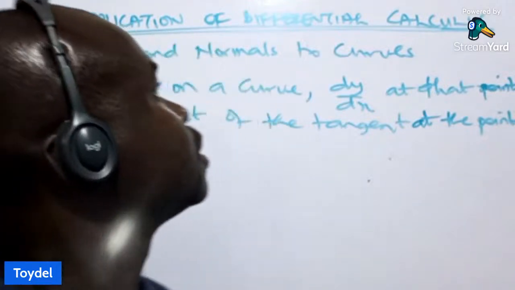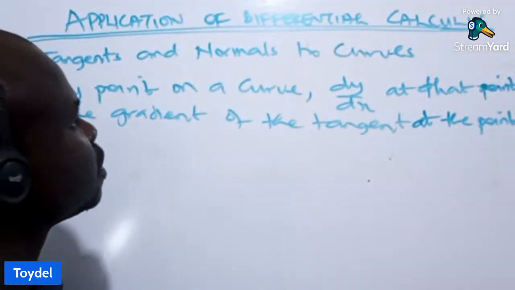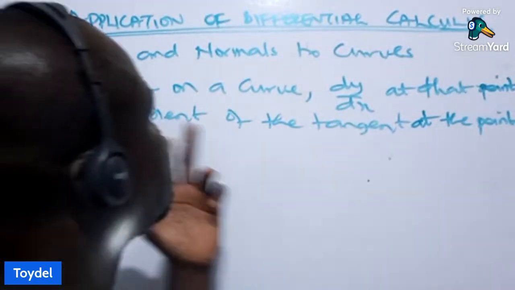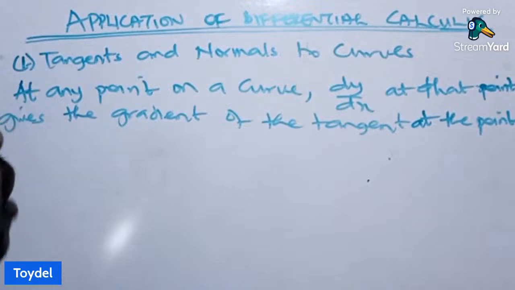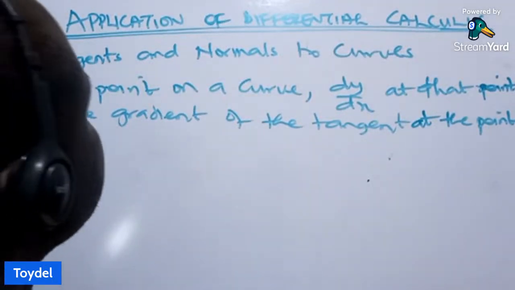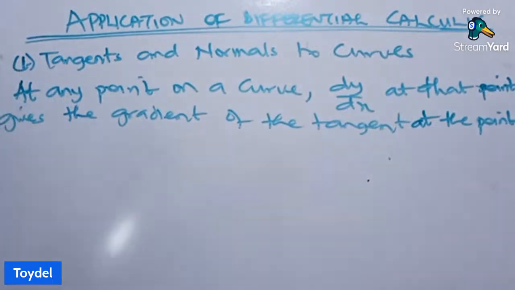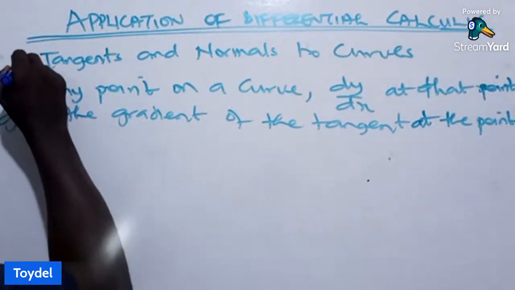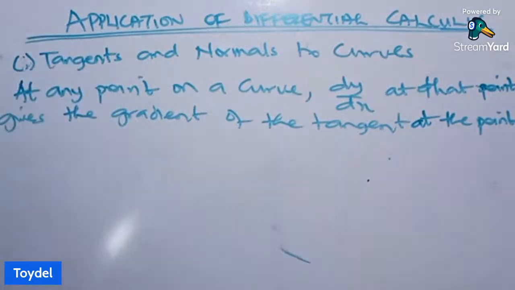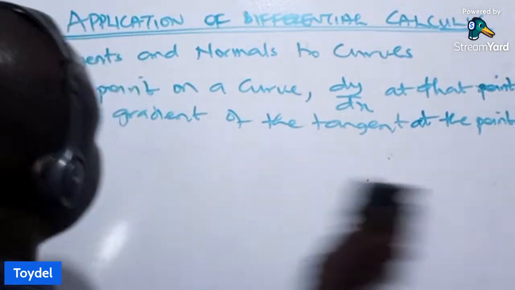Today, we want to look at some of the applications of differential calculus, that is, some of the applications of differentiation. There are so many applications of differentiation, but today we are starting with the first application, which is under tangent and normal to the curve.